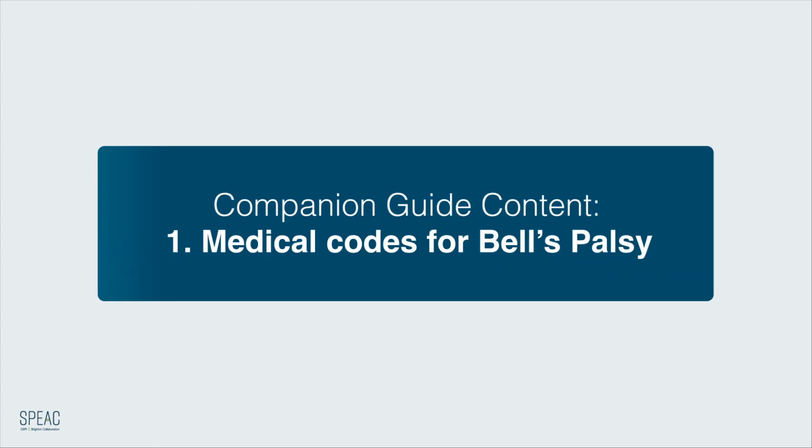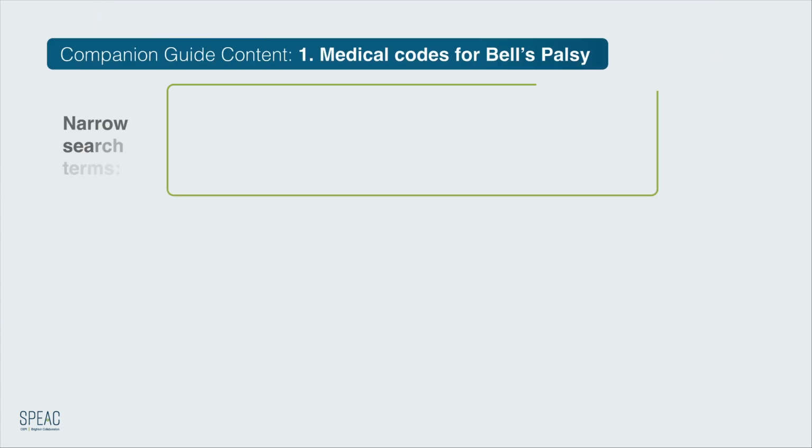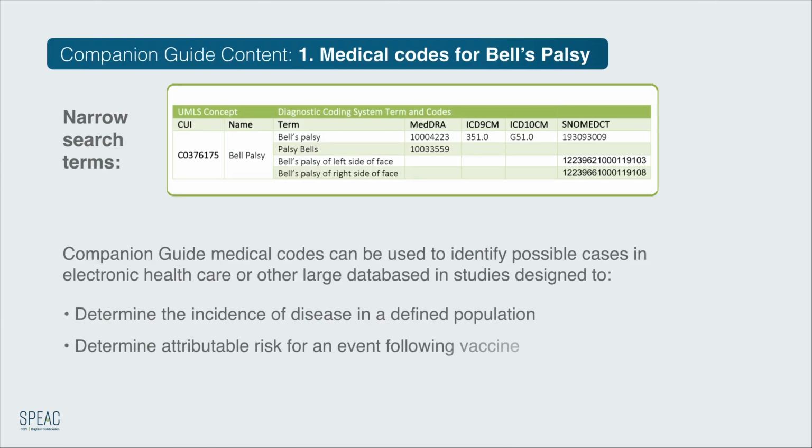So how can this information be used? Here are some examples. The codes and terms listed in the guide can be used in studies to determine the background rates of Bell's palsy in the general population before a vaccine program is started, or to conduct epidemiologic studies on the risk of Bell's palsy following vaccination.